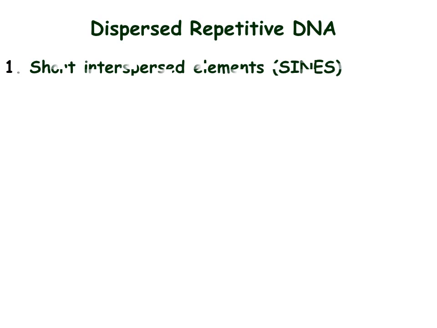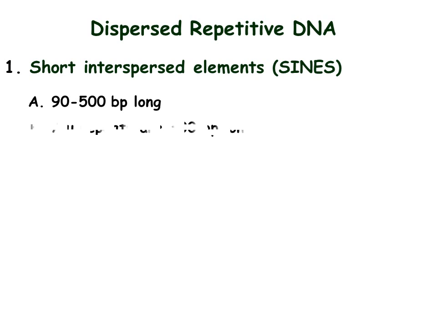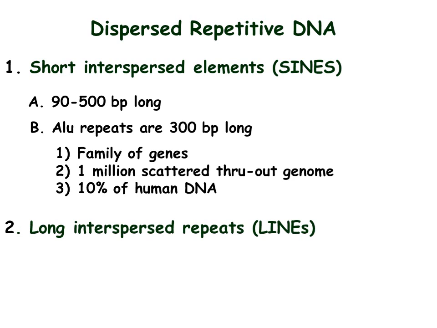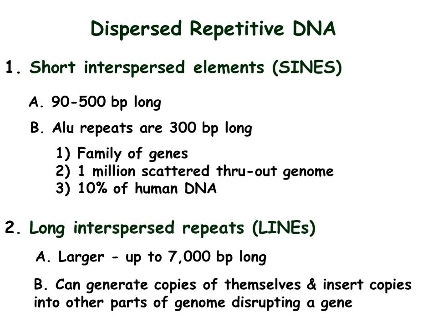So what about all this dispersed repetitive DNA? Well, there are two types. Short interspersed elements, known as SINEs, are anywhere from 90 to 500 base pairs long, and some of the more common ones are called Alu repeats, and they're about 300 base pairs long. Basically, they're a family of genes. A million of them are scattered throughout the genome and make up about 10% of our human DNA. And then there are the long interspersed elements, or LINEs. They're larger, up to 7,000 base pairs long, and can generate copies of themselves and insert copies into other parts of the genome, disrupting a gene. And that, of course, can lead to disease.